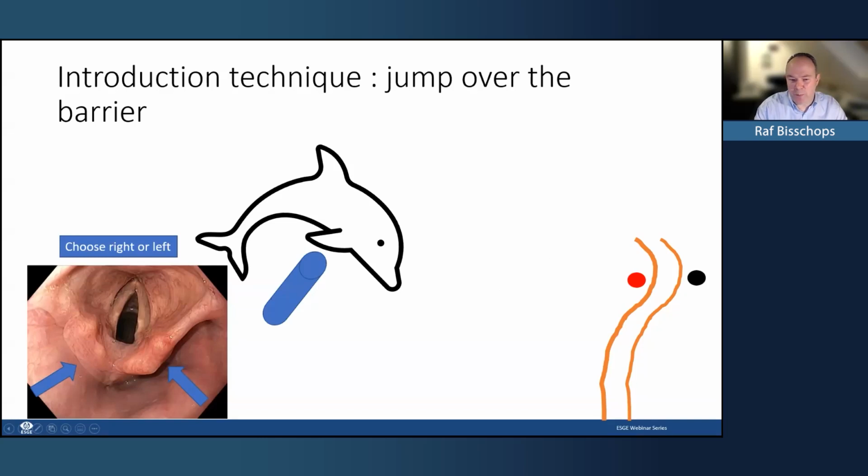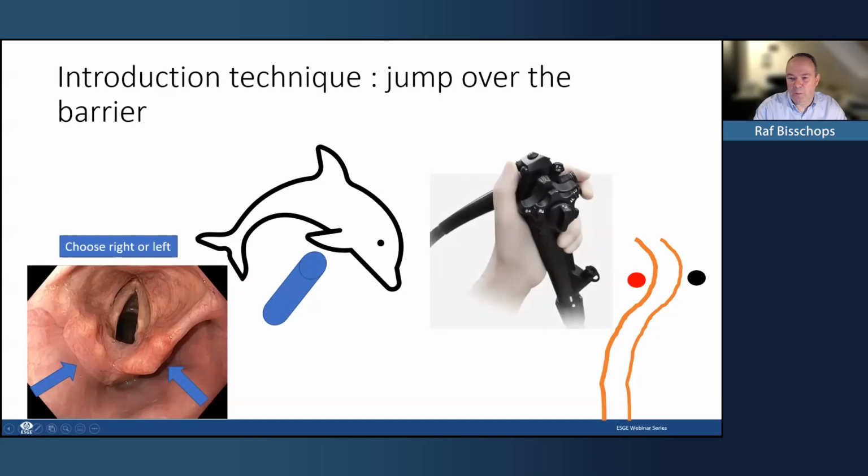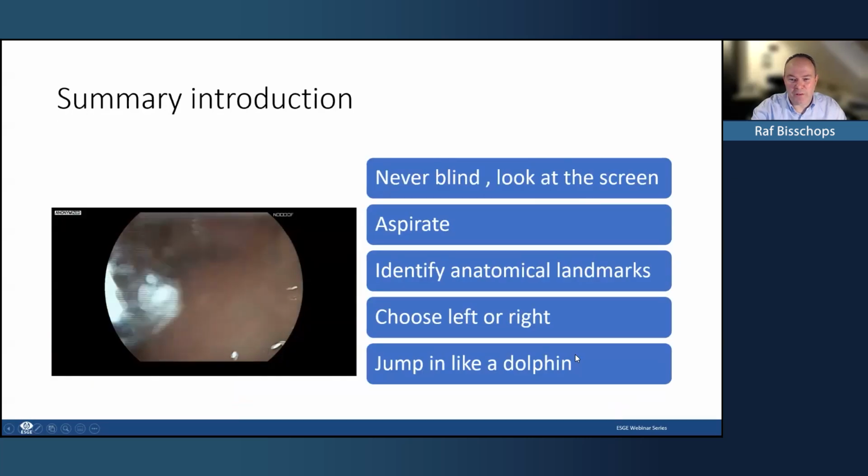And then you have to jump over this first barrier, which lies between the vertebrae, so the spine, and the airway. First, you have to pull your big wheel down to overcome the first barrier, and then to rectify and go back deeper, you have to push the big wheel up again. So it's actually like a dolphin jumping over a hoop. This is what you have to do each time.